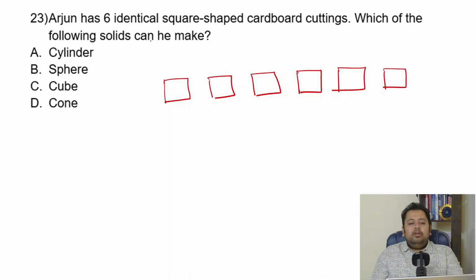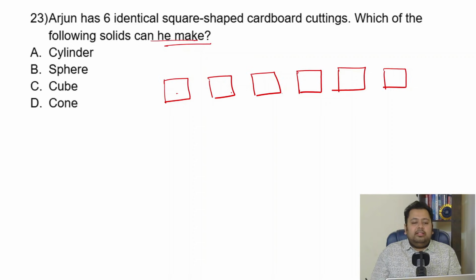Okay. Which of the following solids can he make? Oh, I did not even need to draw these ones, right? If there are six squares, using six squares, what can you make? So pause the video, solve it first, and then look at the solution. I did not spend a lot of time on this one.